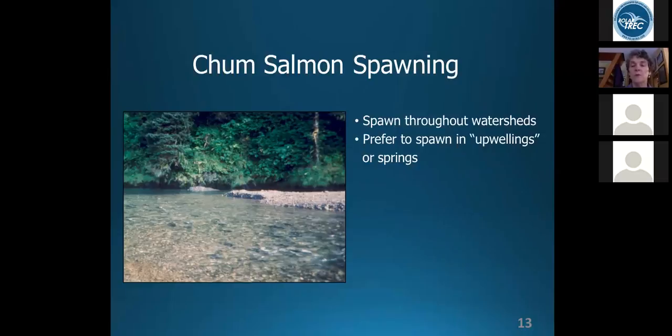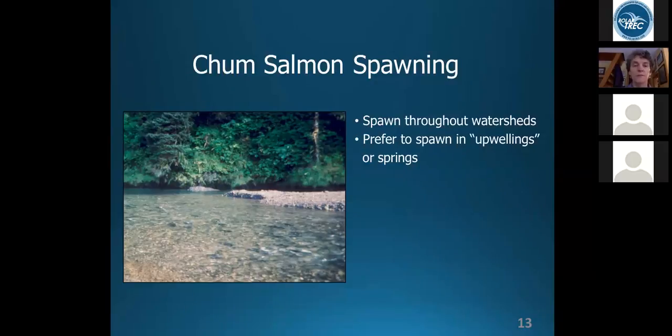They look for streams with upwellings or springs. And a lot of that probably is to keep fresh water flowing in the wintertime so those eggs don't freeze, and then also keeps plenty of oxygen to the eggs as well.